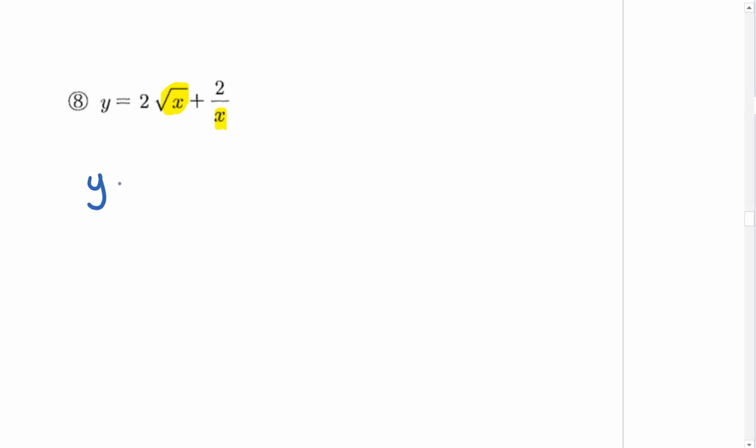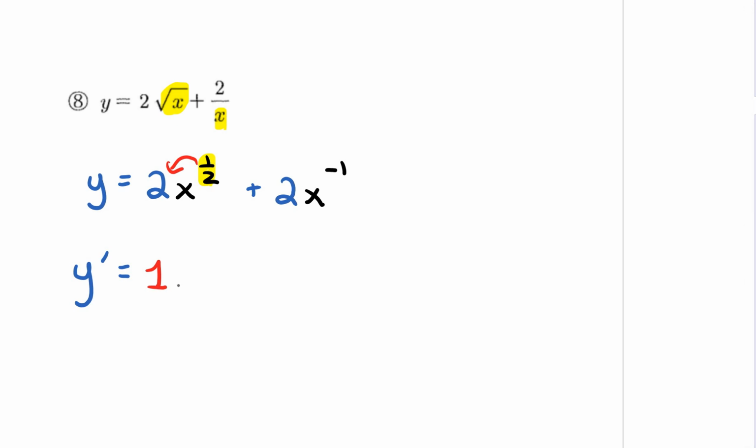So let's go ahead and rewrite this as 2 times x to the power 1/2 plus 2 times x to the power negative 1. Okay, and then we can take the derivative by using the power rule here. So I have the 1/2. So 1/2 times 2 is going to be 1, and then we have an x there. If I subtract 1 from the power here, that's the same thing as minusing 2 over 2. So 1/2 minus 2 over 2 is going to be negative 1/2.